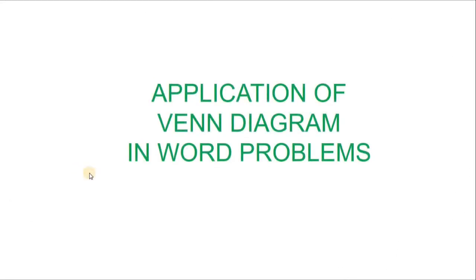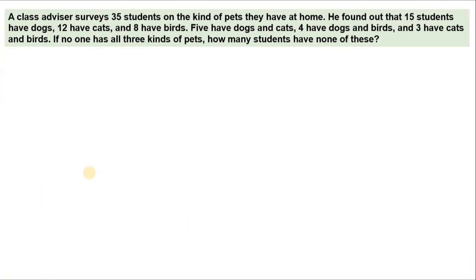Right, on this example, we're going to solve word problem, and we're going to use the Venn diagram to solve the problem given, right? So our problem is: a class advisor surveys 35 students and the kind of pets they have at the home. He found out that 15 students have dogs, 12 have cats, and 8 have birds. 5 have dogs and cats, 4 have dogs and birds, and 3 have cats and birds. If no one has all three kinds of pets, then how many students have none of this?